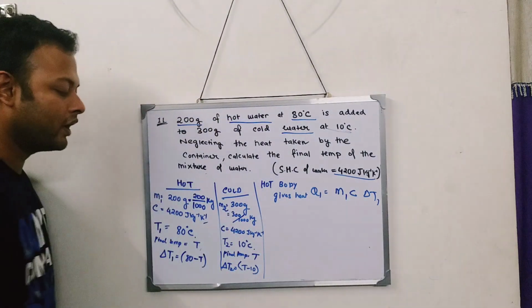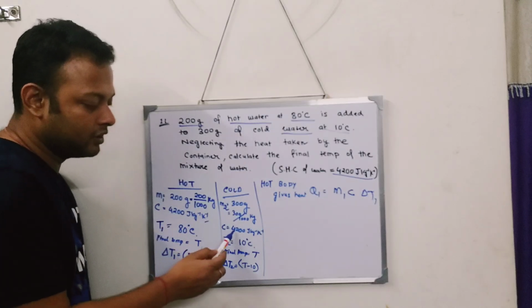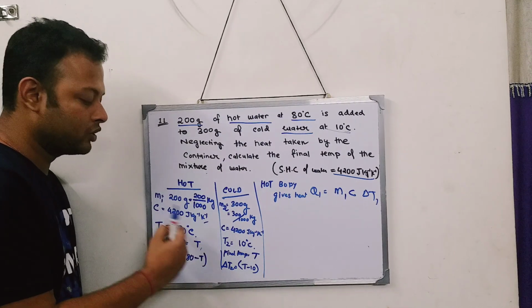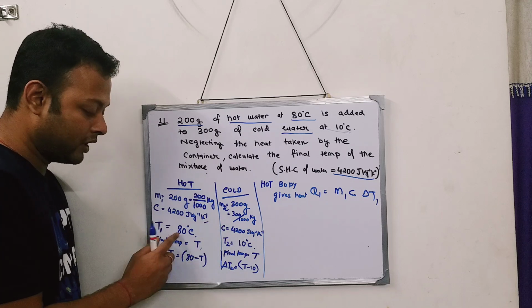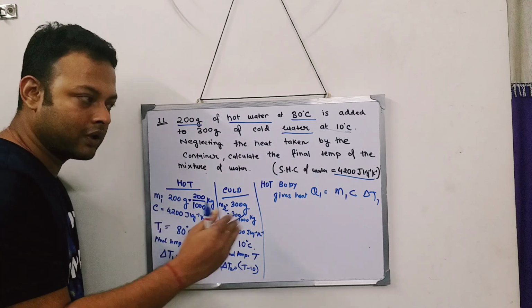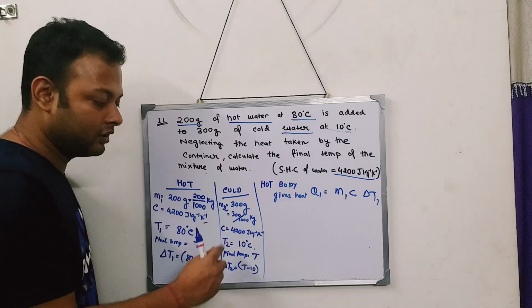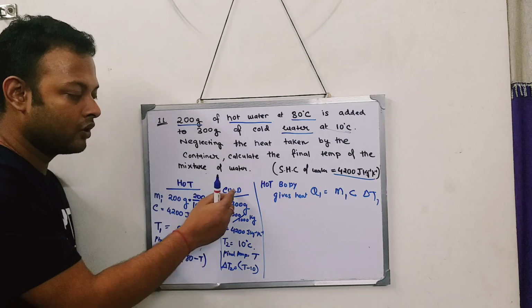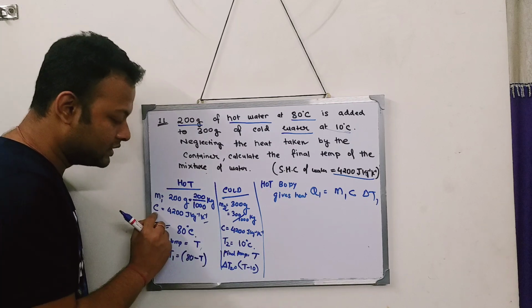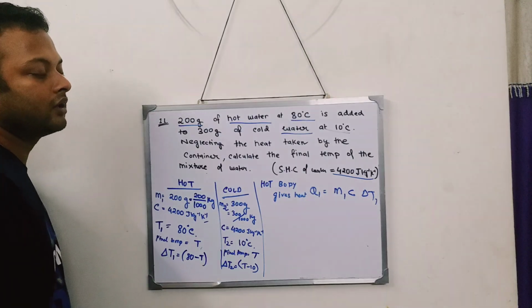So why have I not taken C1 and C2? Because the value of C is the same, it is 4200 here and also 4200 there. So there is no point in taking C1 and C2. But for temperature they are different, so I have taken T1 and T2. If that was a different sum, say it was cold milk, then I would have taken some other value. But since it's also cold water and hot water, water will have the same specific heat capacity. So that is why I have taken both as C, not as C1 and C2. So this is the heat given by the hot body.